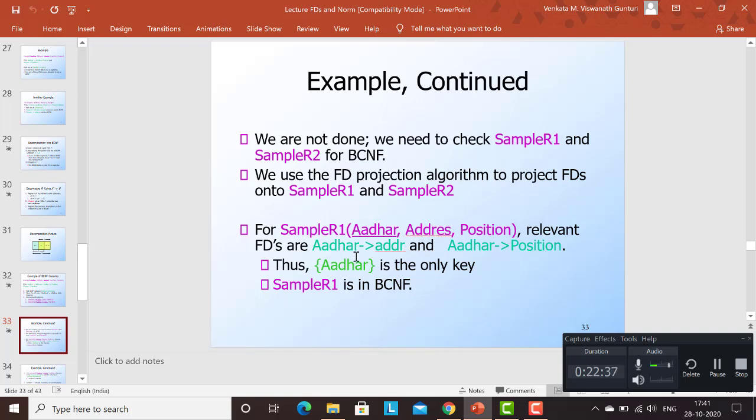Here I'm quickly writing that, for example, for R1, these are the relevant FDs, but you cannot just write it like this. Here it was a very trivial case, so I wrote it. But in your case, when you have a complicated example, you actually have to use the projection of FDs to make sure that you get all the relevant FDs which will hold on the children relations. So here, this one is in BCNF.